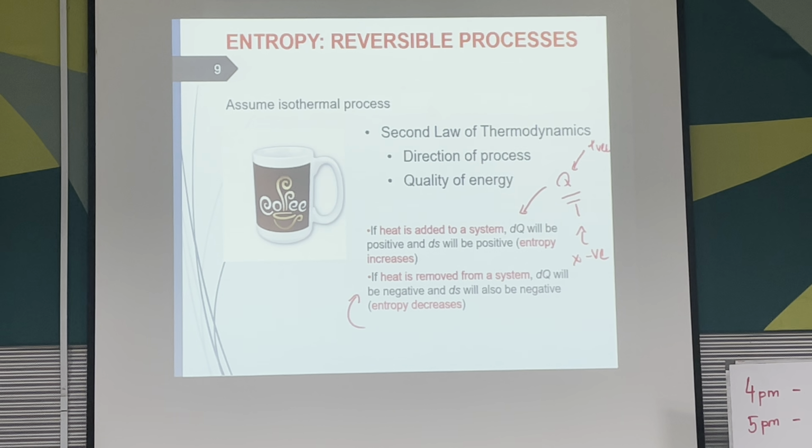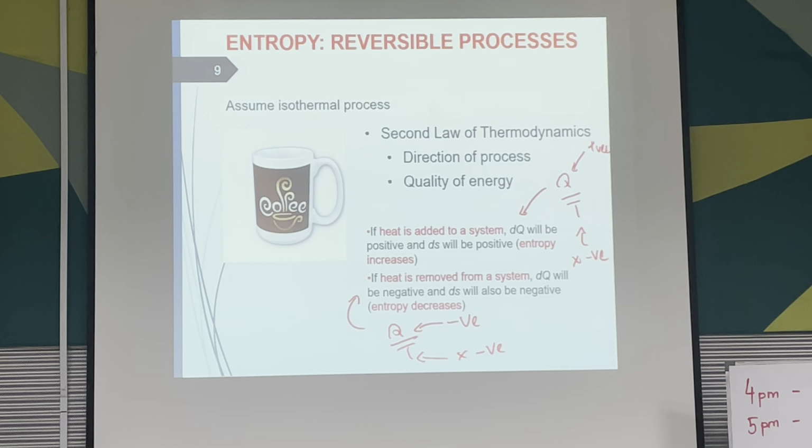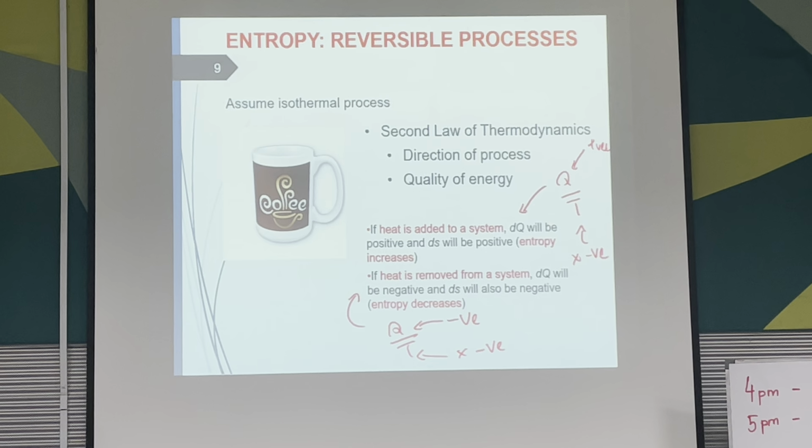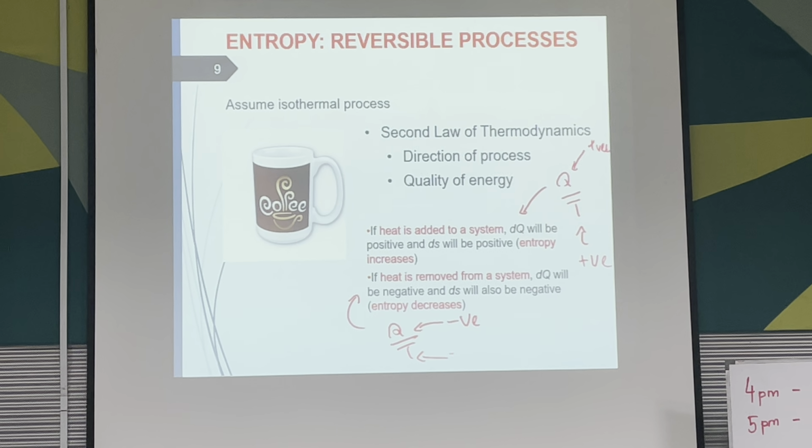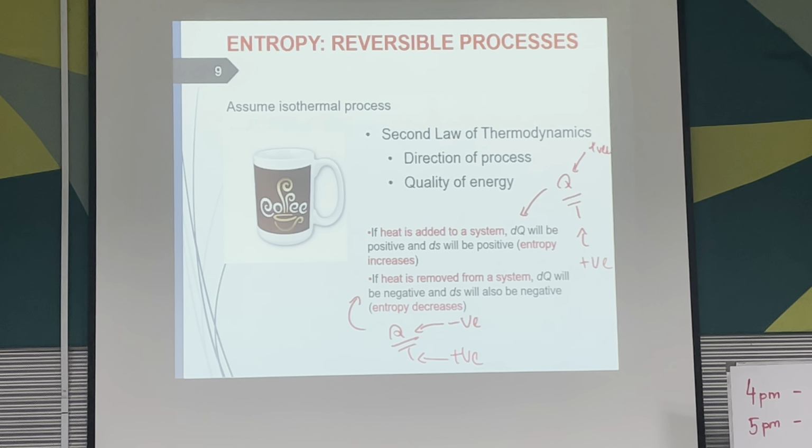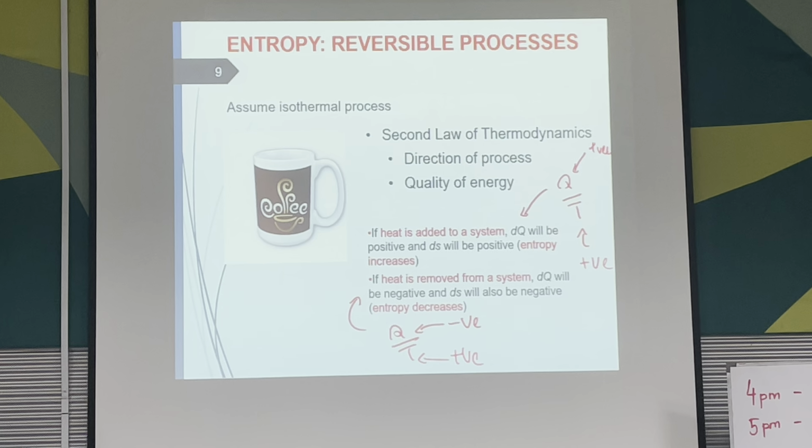But this one, Q over T, is actually a negative value if you are removing heat. Again, the temperature cannot be negative, or rather, this will always be positive. So if you only look at the system, remember just now we tried to define it including the surroundings. Here, if you only look at the system itself, you can get negative because Q out is a negative value. So either way, entropy actually decreases in this case.